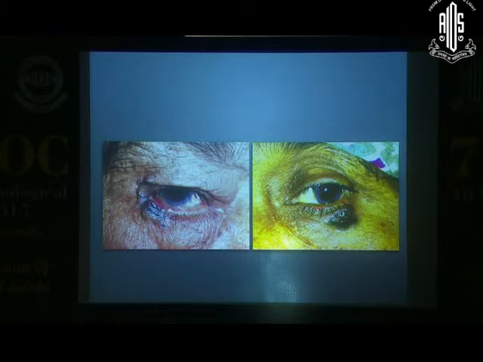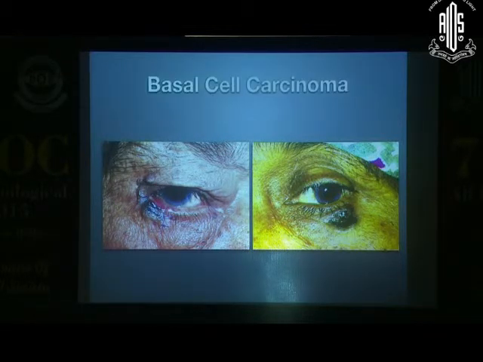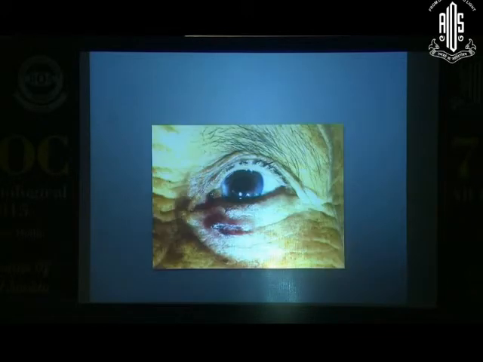A second patient presenting with an ulcerative kind of lesion just below the lid margin, deeply pigmented. What could this be? This one and this one. What do you suspect? Both of these are basal cell carcinomas. So basal cell carcinomas can also present with a lot of irregular pigmentation.